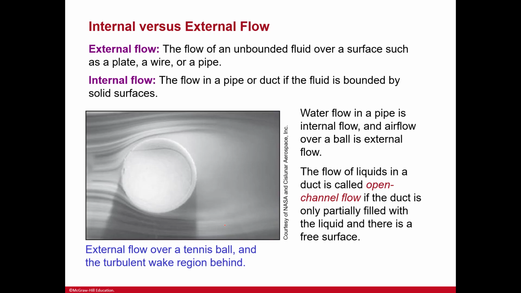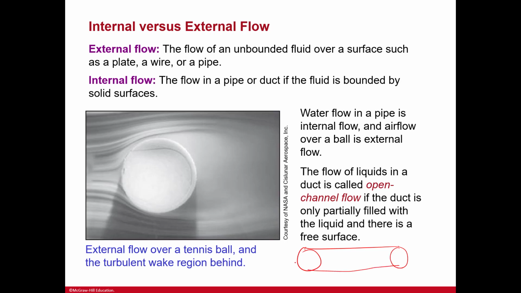The internal flow, the flow in a pipe or duct, where the fluid is bounded by a solid surface. So, the working fluids in your car, right? The oil in your car is an internal flow. The blood in your veins is an internal flow, but the air around you is an external flow. Water flow in a pipe is an internal flow, and the airflow over a ball is an external flow. So internal and external. The flow of liquids in a duct is called open channel flow if the duct is only partially filled with the liquid and there's a free surface. So that would be if you have, let's draw this duct.